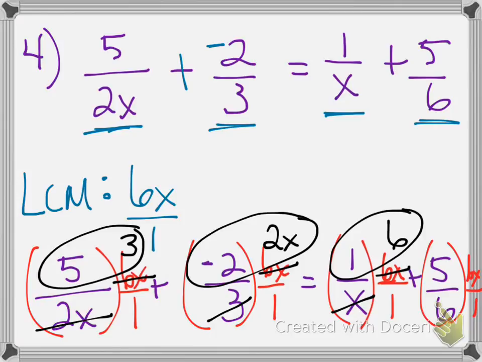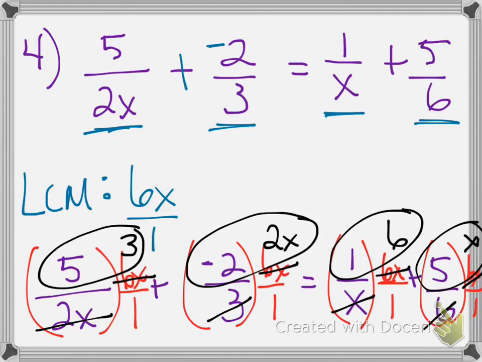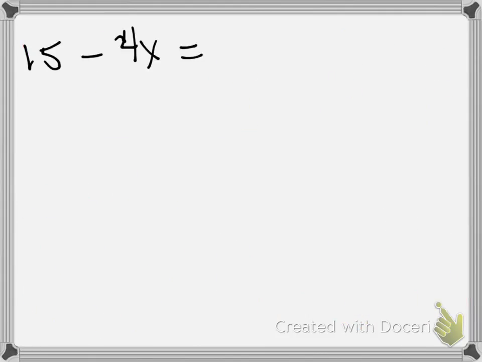So I've got 1 times 6. And the 6 and the 6x can reduce and get x. So then I get 5 times x. So that's actually what I'm going to do on this next slide here. 5 times 3 is 15. Negative 2 times 2x is negative 4x. 1 times 6 is 6. And then 5 times x is that 5x.